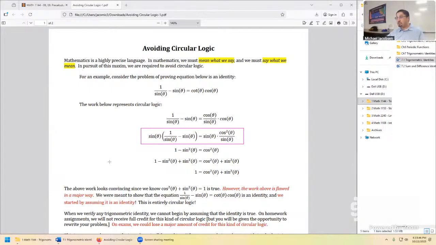We multiplied both sides of this equation by sine theta. That means we're assuming that the equality is valid. This one right up here. But if that's what we're meant to show, we can't show it's valid by assuming it's valid. We've gone in a literal circle with the logic there. So right at this step, because we multiply both sides by sine theta, this is circular logic.